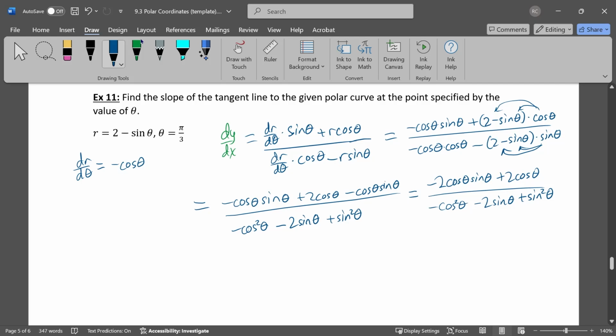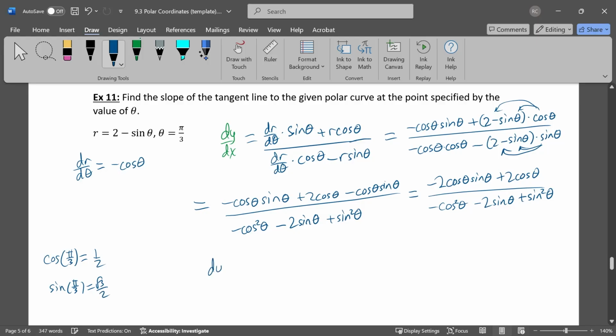All right. So now we need to evaluate this thing at pi over 3. So everything is just cosine and sine. So I'm going to evaluate those off to the side first, right? Cosine of pi over 3. What's cosine of pi over 3? Oh, that's 1/2. What's sine of pi over 3? Oh, that's the square root of 3 over 2.